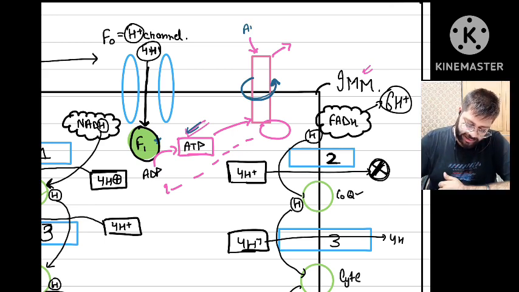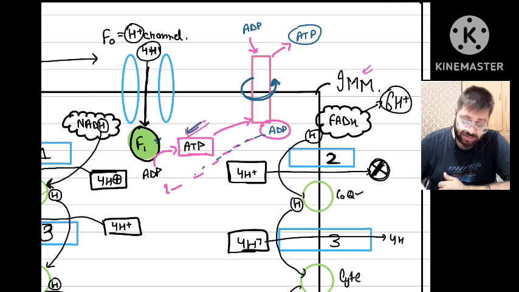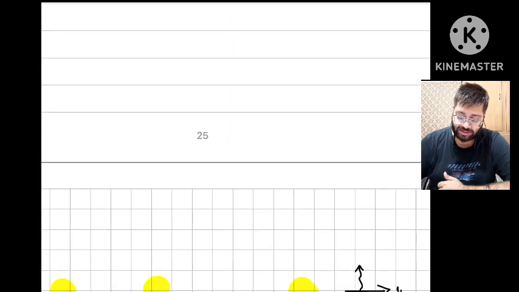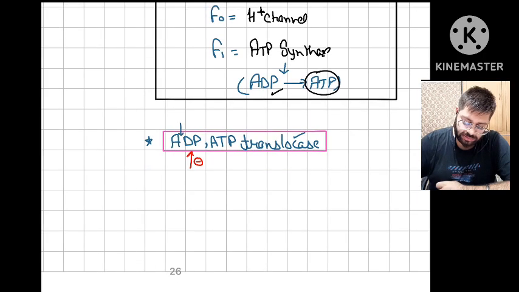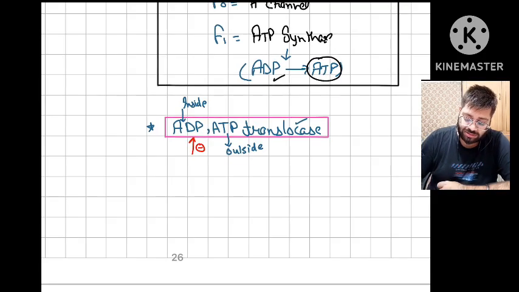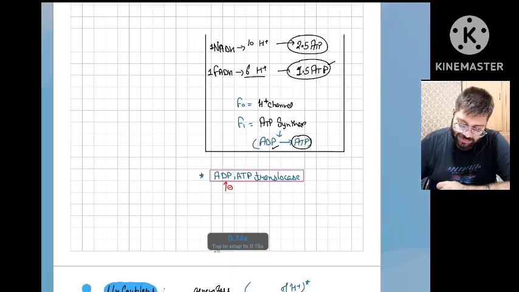ADP will bind here, ATP will be released here. ADP will bind, it will turn, and ADP will come inside and get acquainted with the F1 site and become ATP, and this cycle will run. So this turning enzymatic activity is called ADP ATP translocase, where ADP is getting inside and ATP is getting pushed outside. This can be inhibited by a substance called atractyloside.